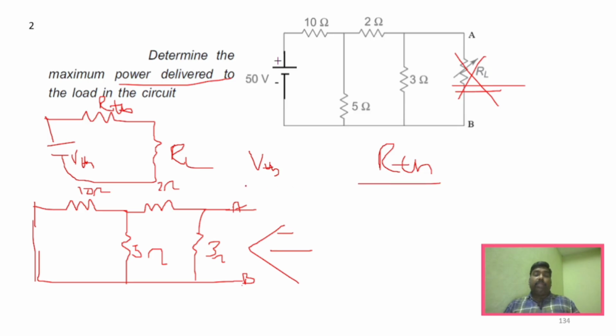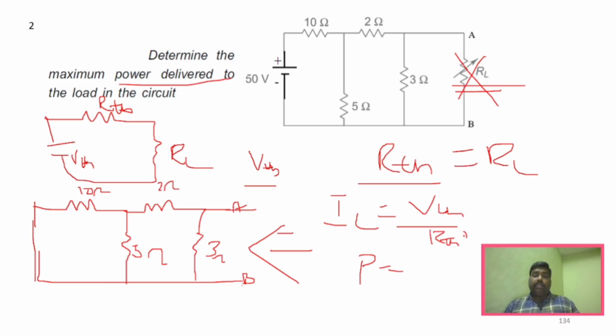Once the RTH value is obtained, we will substitute VTH and RTH here, and we are able to find the IL value. What is the IL value here? VTH divided by RTH plus RL, where RL will be the same as RTH, correct? And similarly, we need to find the power. For power, V square, that is VTH square divided by 4 into RTH, that is the formula, correct?